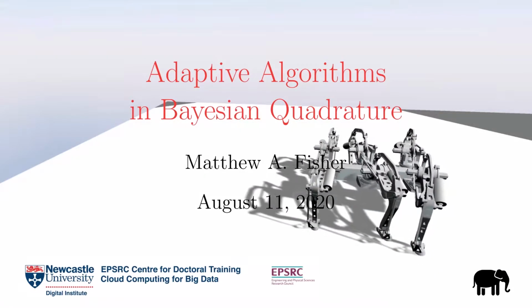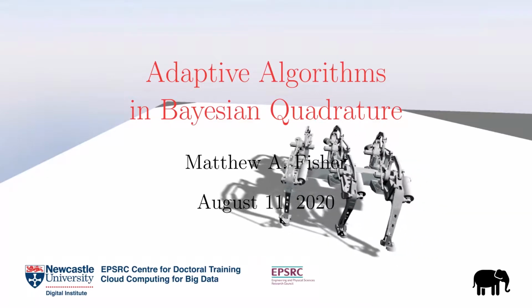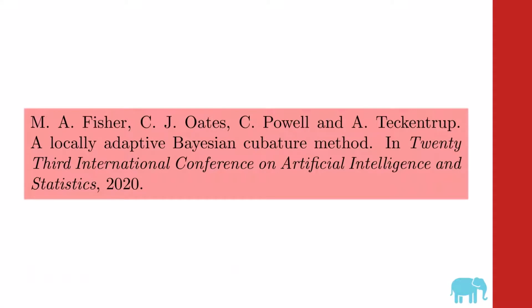My name is Matthew Fisher and I will be talking about adaptive algorithms in Bayesian quadrature. So first of all, this talk is based on a paper co-authored between me, Matthew Fisher, Chris Oates, Catherine Powell and Aretha Tekentrup called a locally adaptive Bayesian cubature method. This is in the proceedings of AI Stats 2020. If you are interested in the materials in this talk today, you can find more details in the paper here.